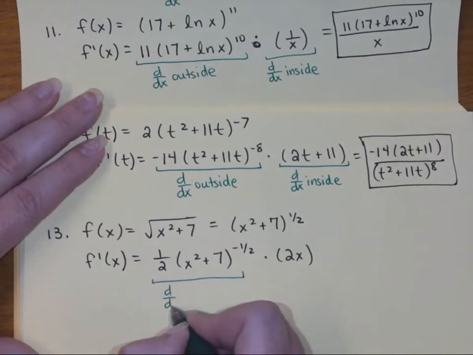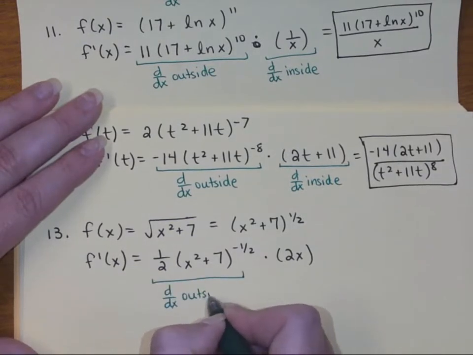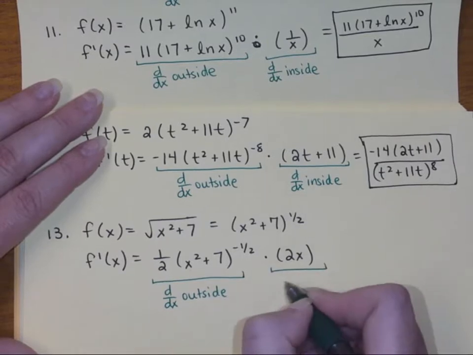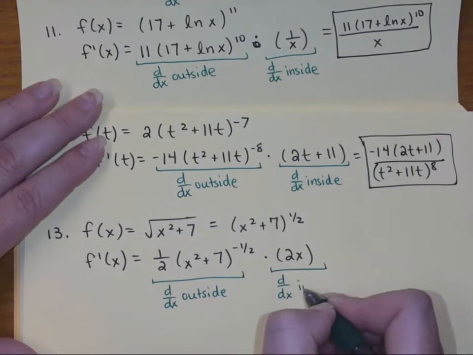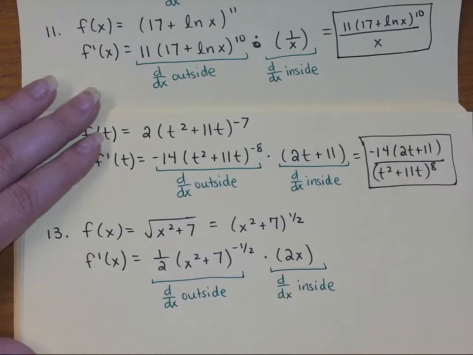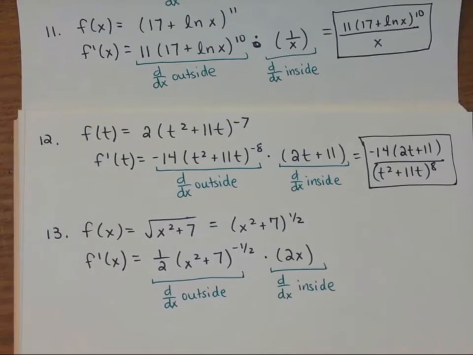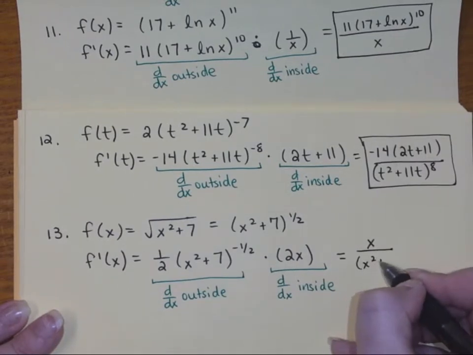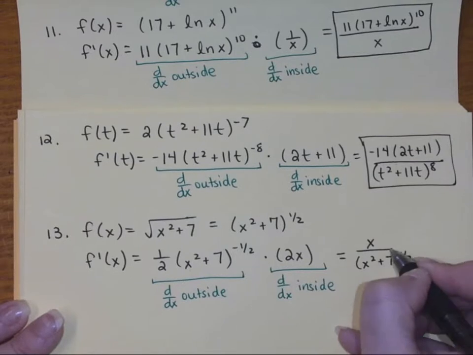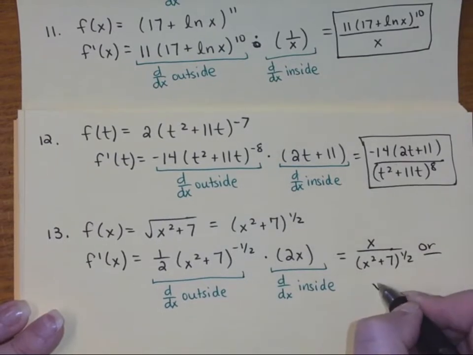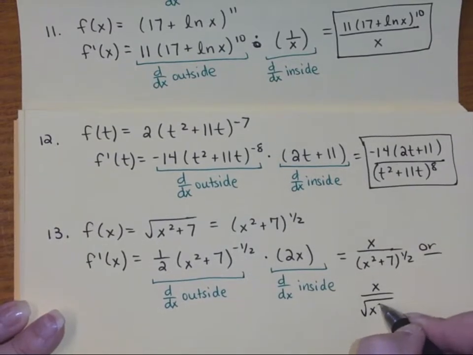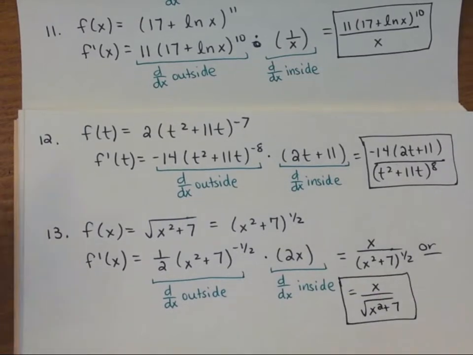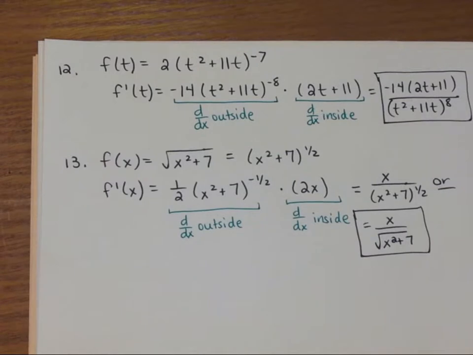So this is the derivative of the outside, and this is the derivative of the inside. So if you work this out, notice the 2 times 1/2 will go away, and you'll get x over either x squared plus 7 parentheses to the 1/2 power, or you can write it as x over the square root of x squared plus 7. Okay, but I would be okay with either form. As long as you don't leave the negative exponent, I'm not going to count off points.